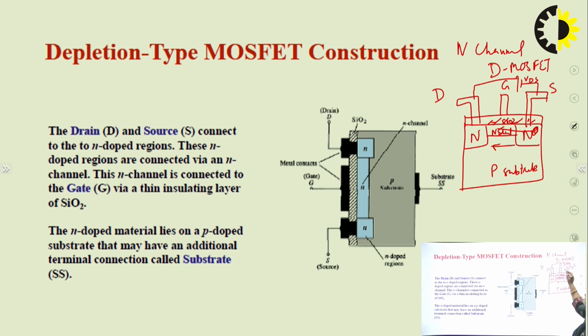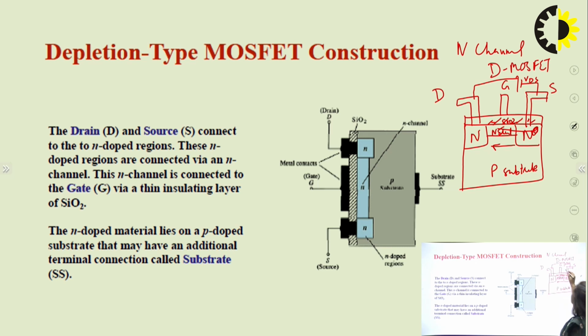Now there is the gate and source. This depletion type MOSFET works in two modes, depletion mode and enhancement mode. In depletion mode, with the application of the VGS voltage, the number of charge carriers in the channel will reduce. They will move towards the bottom side, so current will decrease. And in case of the enhancement mode, with the application of the VGS voltage, the number of charge carriers will increase in the channel, and that's why current will increase.